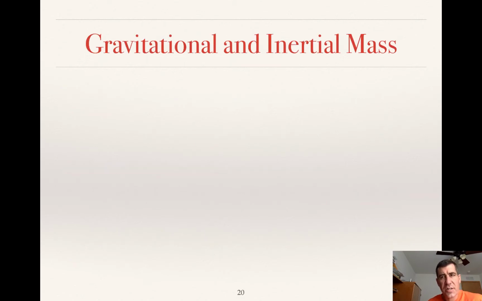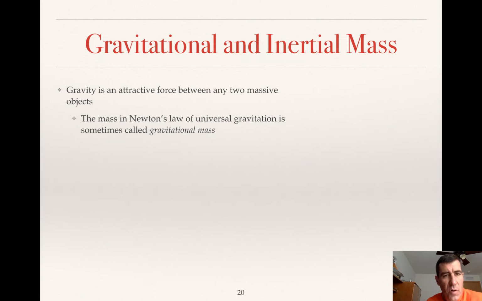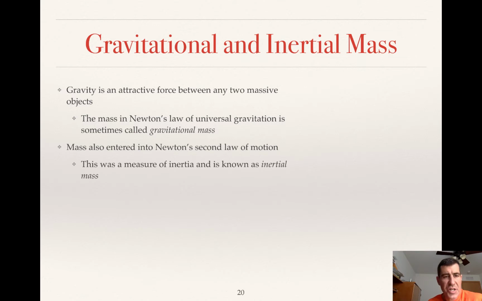Okay, so gravitational and inertial mass, this is kind of an interesting point. We said gravity is an attractive force between any 2 massive objects, and the strength of gravity is controlled by the mass. The bigger the mass, the larger the force of gravity. So you could think of the mass that shows up in Newton's law of universal gravitation as the gravitational mass. Now, we've also encountered mass before, in Newton's second law of motion: the net force is equal to the mass times the acceleration. The mass here is the measure of the inertia of the object. How hard is it to change the motion? So you can think of this as the inertial mass.